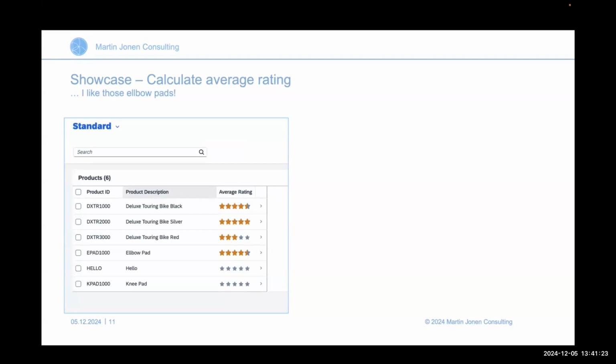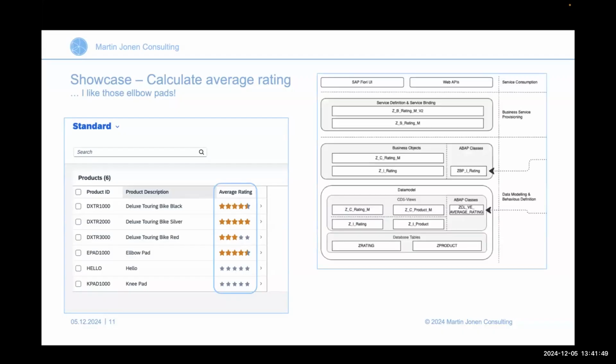So in the first line, that is our example, which we are concentrating on, we have this DXTR 1000 product. We have 2 ratings stored in the database. The first is, or one of them is 4, and the other 5 stars. Average is 4.5. So we are concentrating on this column here.